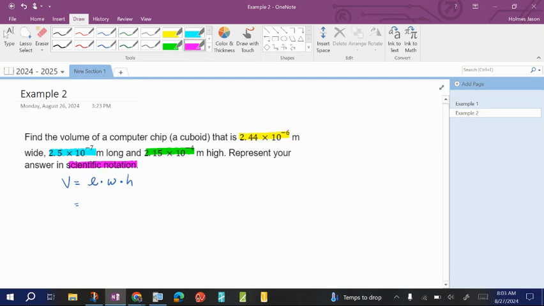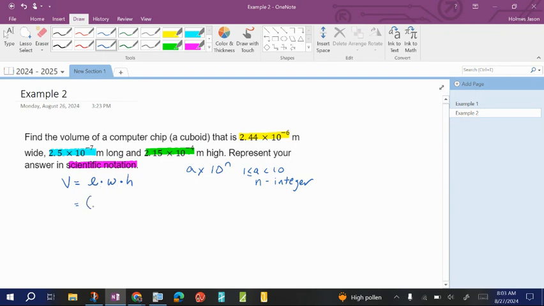So again, that answer is going to be A times 10 raised to the n, where A is between 1 and 10, and n is an integer. Okay, so let's go ahead and substitute our values in. It says length, width, and height, but we can do it in any order that we want to.